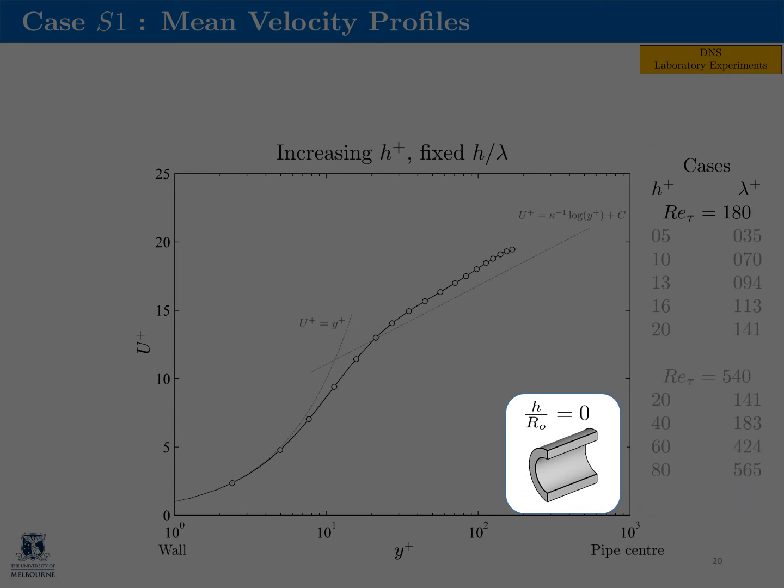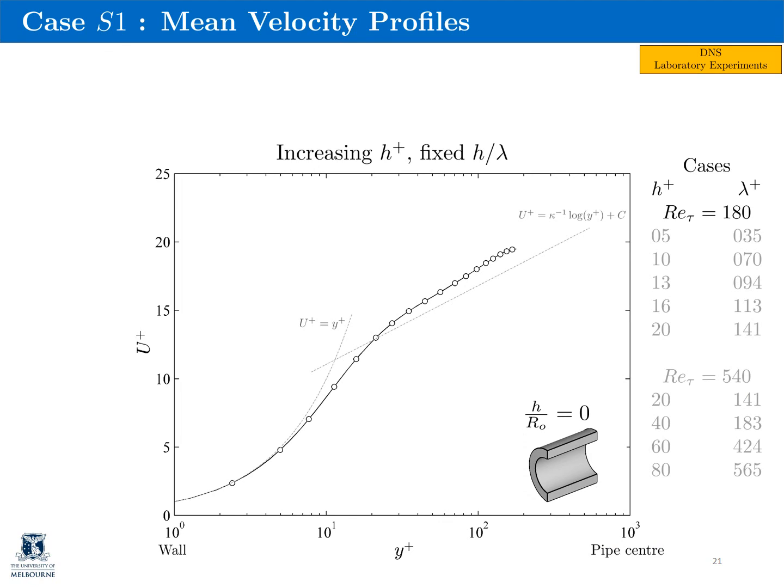At the bottom right corner of this plot, we have the blockage ratio of the pipe and also a sketch of the flow which has been simulated. This is the mean velocity profile for the smooth case simulated at Re_tau 180, and you can see that the outer region of the flow does not collapse to the log law due to the low Reynolds number effect.